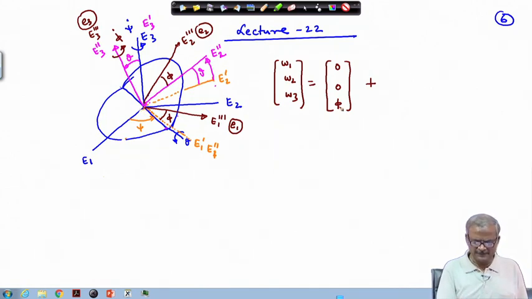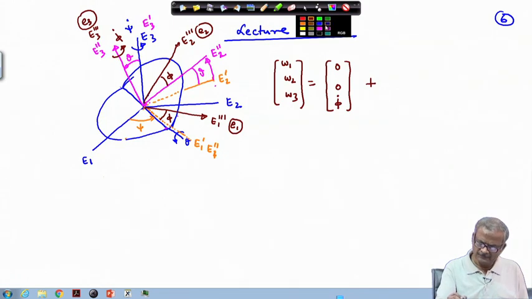So, I need not rotate it. Once you see in this E 1, E 2, E 3 frame, phi dot is already lying along the z direction and therefore, there is no need to convert it.